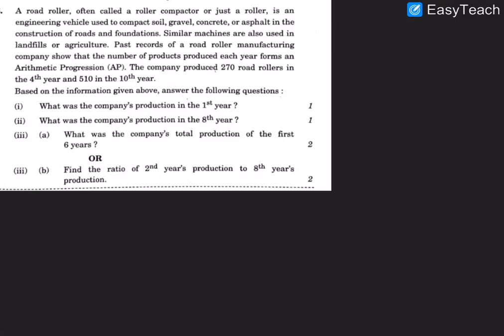So the company produced 270 road rollers in the 4th year and 510 in the 10th year. That means 270 in the 4th year, that means A4 is given to us as 270, and in the 10th year 510, that means A10 is given to us as 510. A4 is A plus 3D and A10 is A plus 9D.